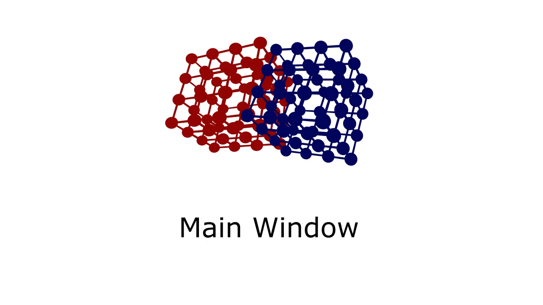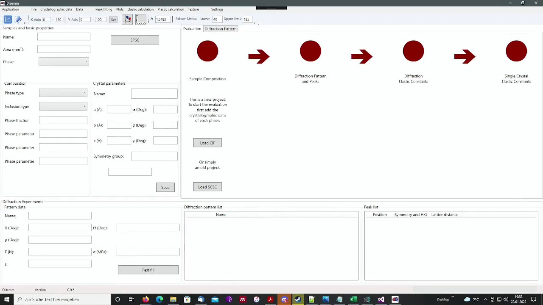Welcome to the first part of the DISEMM tutorial. In this part of the tutorial I want to explain the first steps of the evaluation and the features of the main window. After the first startup, DISEMM should look like shown on the screen.